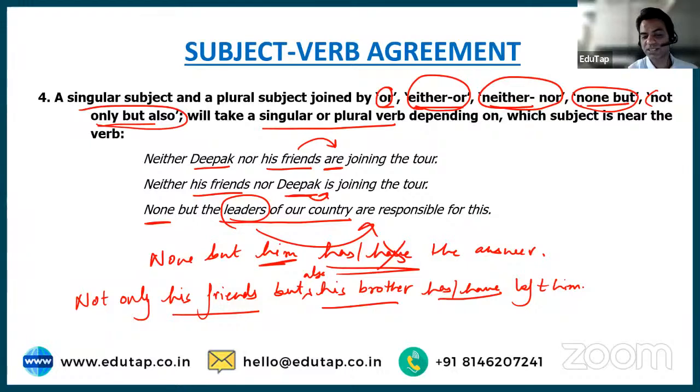See, which is the closest noun here? Brother. So we have to use a singular verb. So guys, always remember, if two nouns are joined by or, either or, neither nor, none but, or not only but also, whichever noun is closest to the verb will decide the verb. Got it? Has everyone jotted it down? Guys, are you making notes?